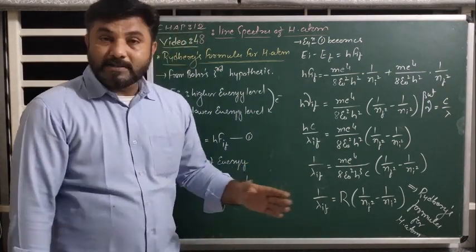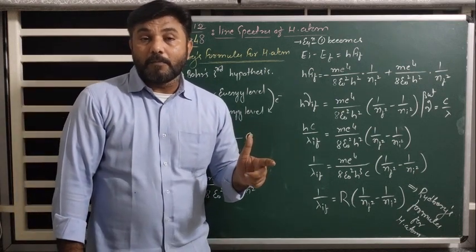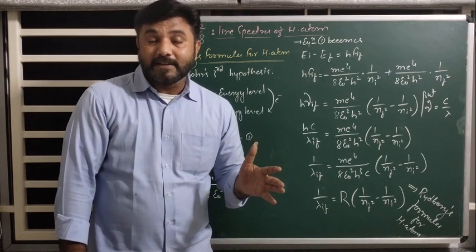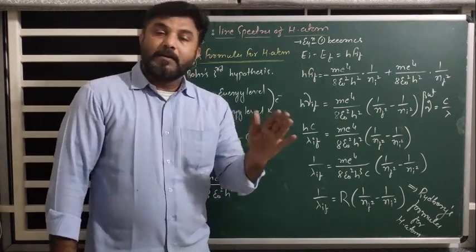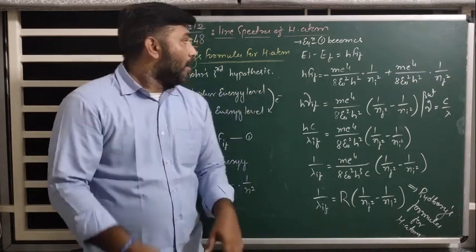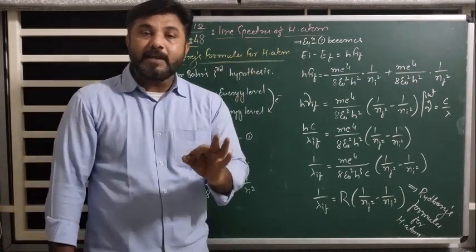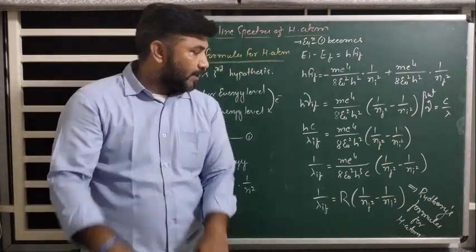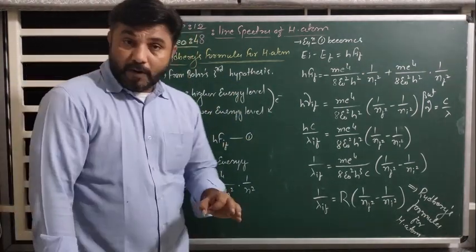And 1 upon lambda is there in the Lyman, Balmer, Paschen, Brackett, Pfund series. So this equation is very similar to those equations. How we have to use that equation, and how you have to draw the line spectra of the hydrogen atom, we will see afterwards. But before that, see all the steps one by one.